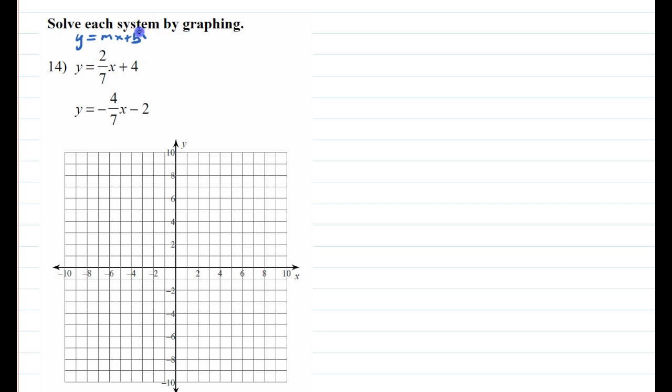So the b value here in this first one is 4. So you go to 4 on the graph. That's going to be your starting point. And so now the m, the slope, is 2/7. And so remember that our definition of slope is the rise over the run. So we're just going to go up 2 and then over 7.